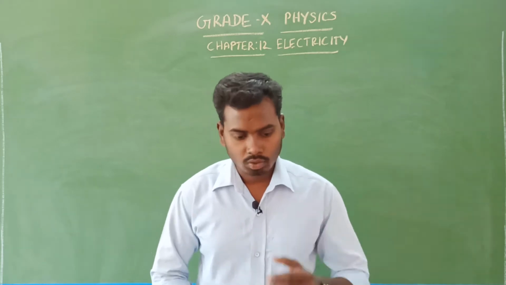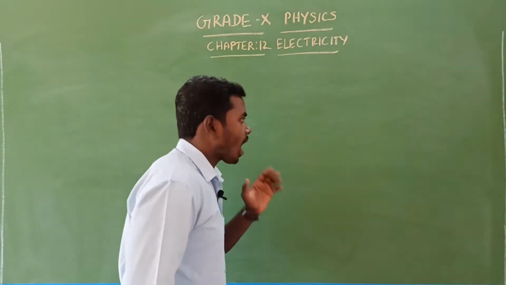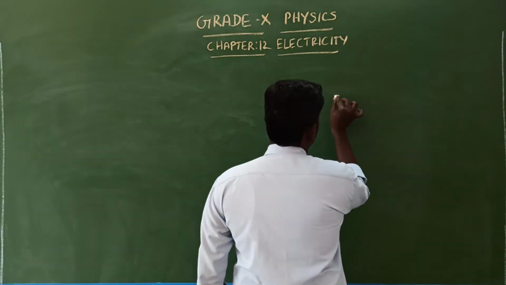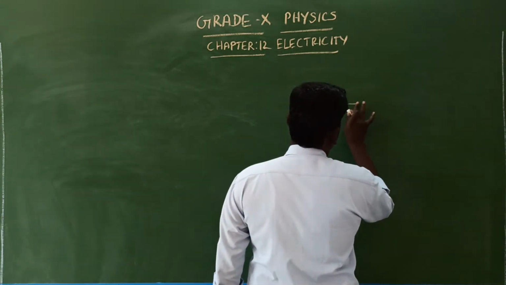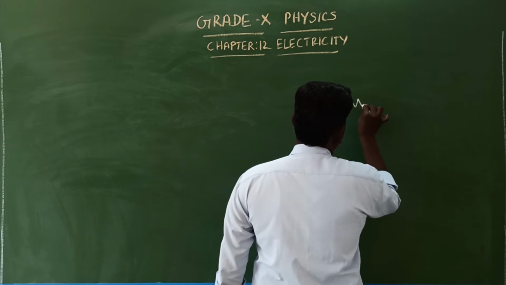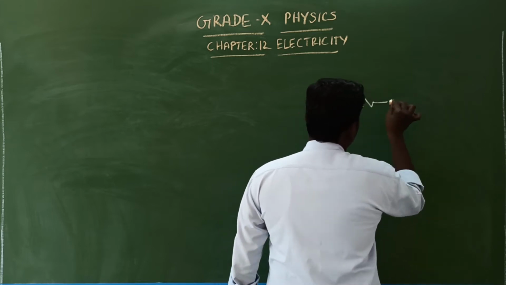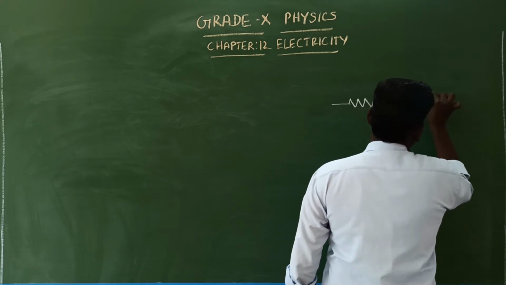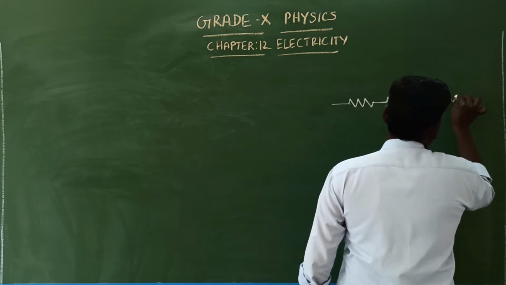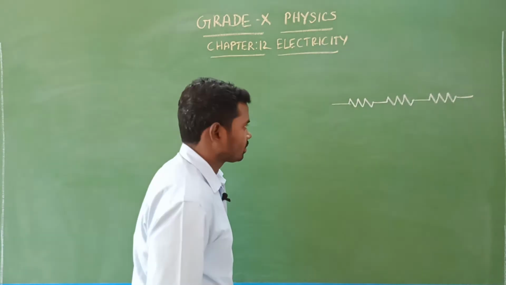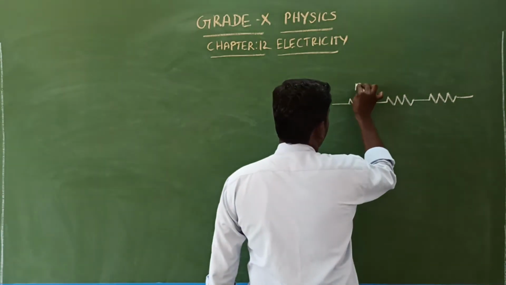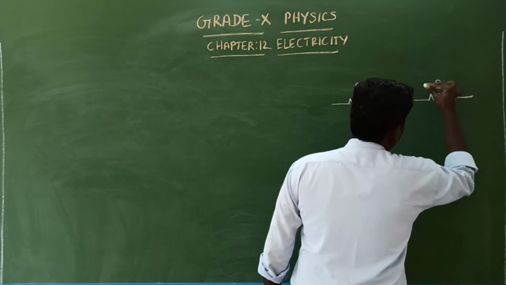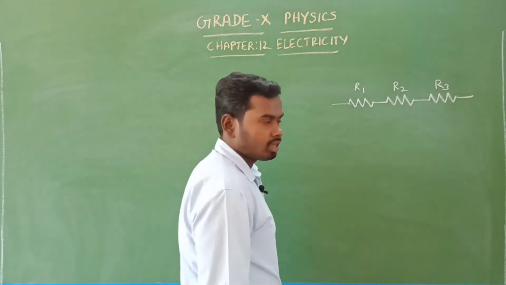Look at here. Once again, I'll recall that. Consider three resistors. This is resistor 1, this is resistor 2, and this is resistor 3. Resistor 1 is named R1, resistor 2 is R2, and resistor 3 is R3. Is it clear?